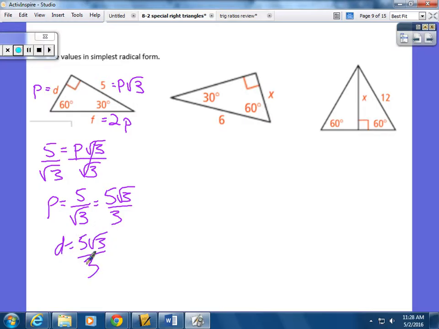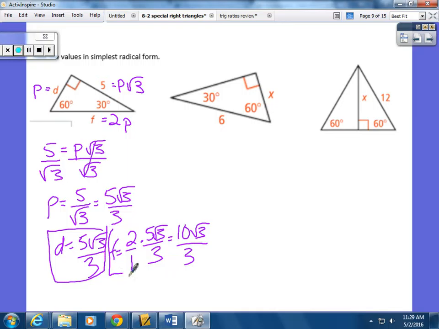But how do I get 2p? How do I multiply this thing by 2? Well, you just multiply 2 times 5 root 3 over 3. Well, this would be like 2 over 1. Multiply the coefficients, so that would be 10 root 3 over 3. So that would be f. So d and f. Okay, that one takes up a lot of space in your notes, I know.